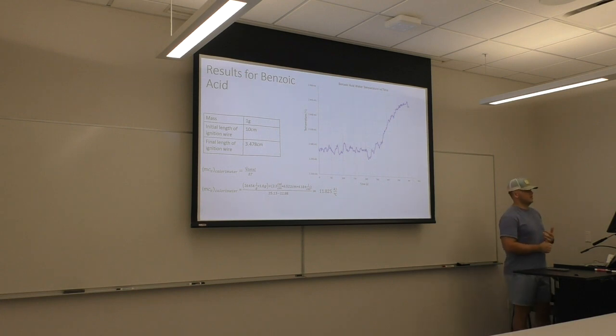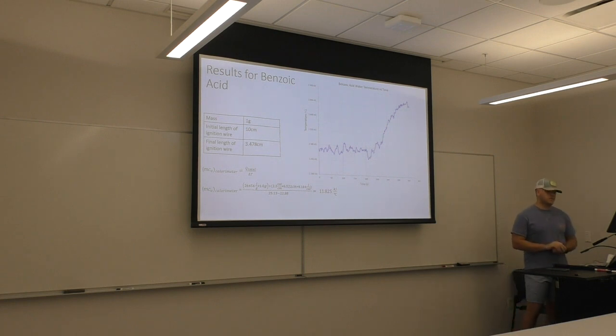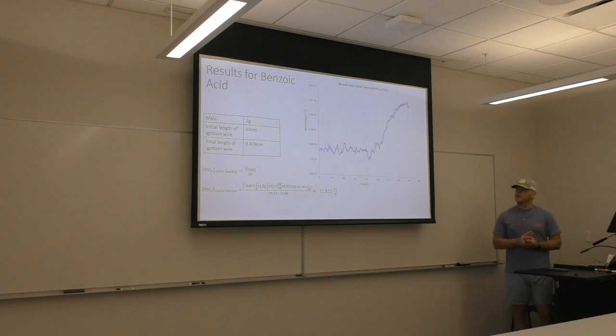So we want to find the thermal capacitance of the calorimeter. So the thermal capacitance is the total heat of combustion over the change in temperature. And then plugging in the values, we get that the thermal capacitance is 11.825 kilojoules per degrees Celsius. And on the right is the graph. I took our results and graphed the temperature versus time.